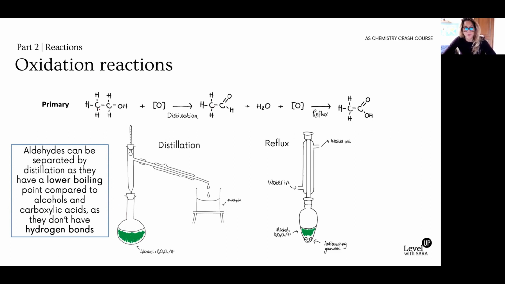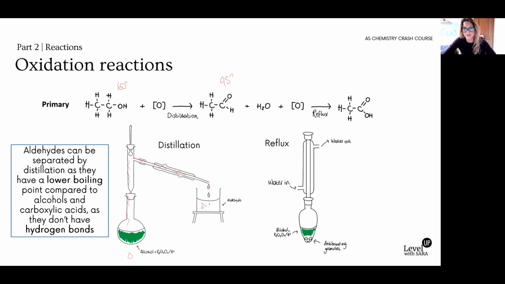aldehydes have a much lower boiling point compared to primary alcohols, simply because they don't have hydrogen bonding. So as soon as the reaction takes place, imagine we're heating at, I don't know, 60 degrees, that is the boiling temperature of an alcohol. But the aldehyde has a boiling temperature of 45 degrees because of weaker intermolecular forces. So as soon as the aldehyde forms, it evaporates. In the distillation apparatus, it has a way out in the condenser. In the condenser, it condenses and it's separated in a different flask.